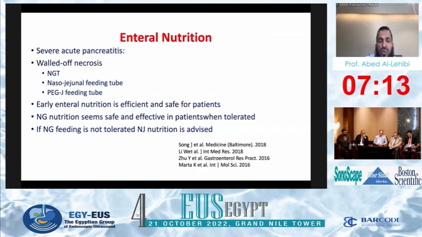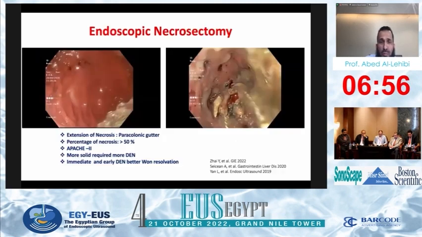Nutrition is very important to consider, either nasogastric tube, nasojejunal tube, or maybe PEG tube, as you manage your patient. You have to evaluate whether your patient can tolerate oral nutrition first by NG tube, and if not, you consider nasojejunal. If not, then you think about the PEG tube.